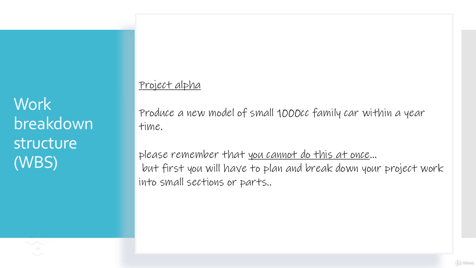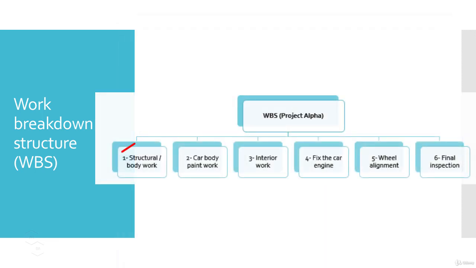Now, please remember that you cannot do this at once, but first you will have to plan and break down your project work into small sections or parts. For example, first you will need to complete the structural and body work, and after that you will complete the body paint work, and then you will finish the car interior work, and after that your team will fix the car engine and wheel alignment and final inspection, etc., and then your car is ready.